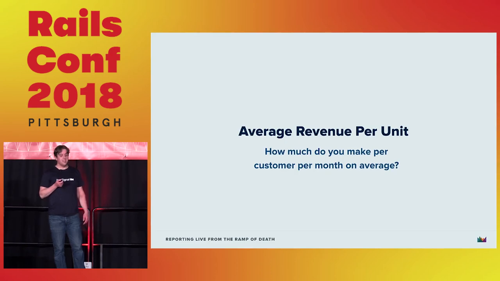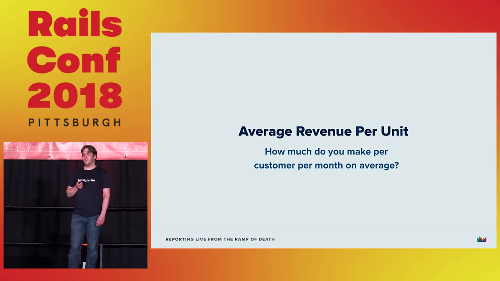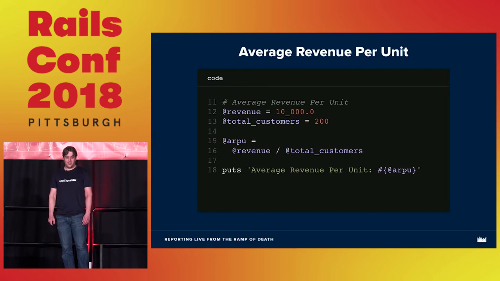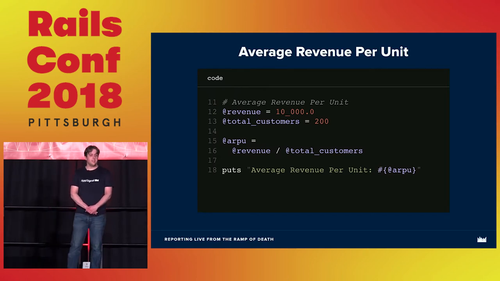The second part is average revenue per unit. This is just a fancy word for how much money you're making per customer. Super simple calculation. You make $10,000 in revenue, you split it by 200 customers.